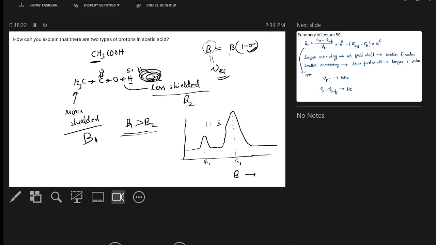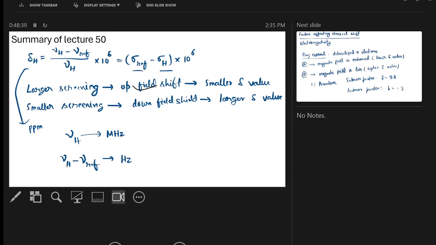So in this way, by comparing the shielding constant, or simply by looking at the electronegativity and making an analogy, we can see the effect of that shielding constant, how it will make the protons different. Second question.